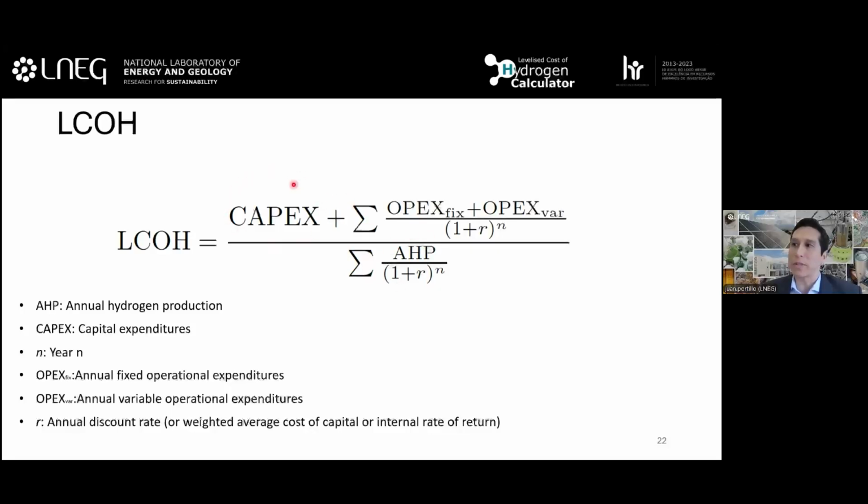So the capex in this case represents the capital expenditures, and these capital expenditures are all the expenses that are required to put into operation any hydrogen project or hydrogen-related project. For instance, the equipment, the pipes, the civil works, the mechanical works, electrical works that we need in order to commission the project to start operations. The OPEX means here operational expenditures, and we have divided these into two parts.